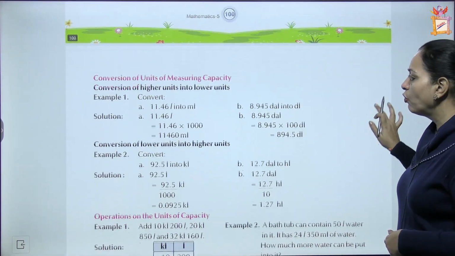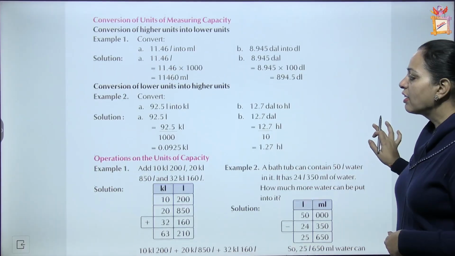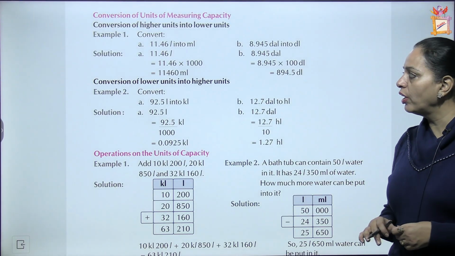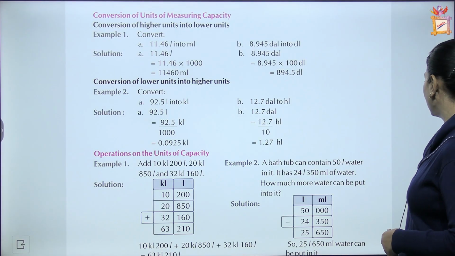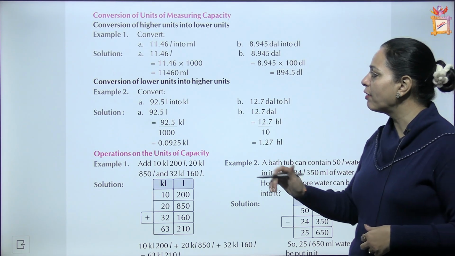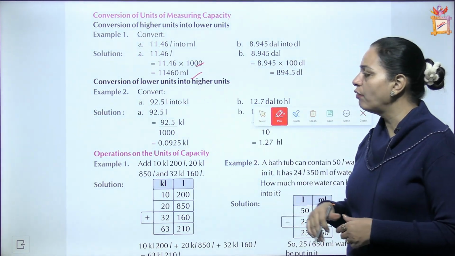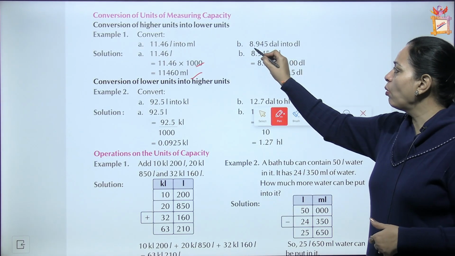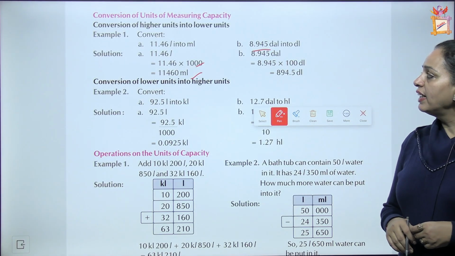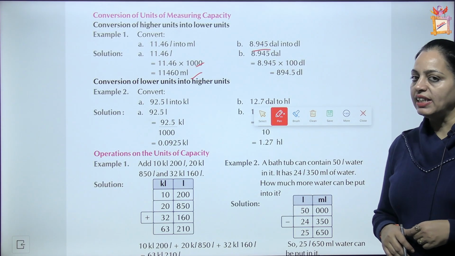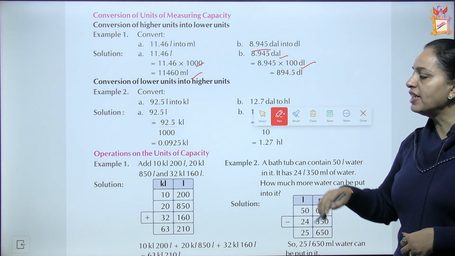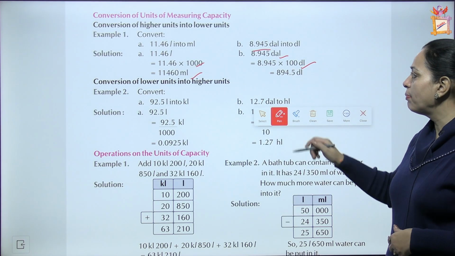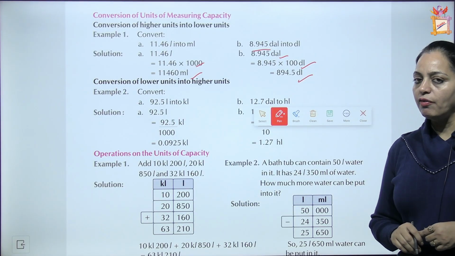Now conversion of units of measuring capacity, conversion of higher to lower. Example 1, convert 11.46 liter into milliliter, means multiply by 1000. So this is the value. B part, 8.945 decaliter into deciliter. So 1 decaliter, how many deciliter? 100. So multiply by 100. So this is the value.